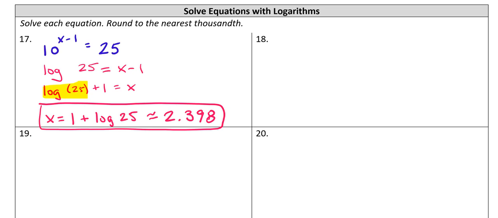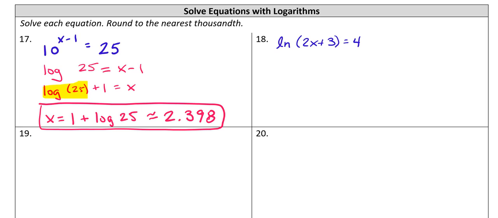Now let's look at another one, number 18. The natural log of 2x plus 3 equals 4. Now, I can't type in the natural log of a variable. It doesn't work that way. I can only take logs of numbers. So I could take log of 25. I could take the natural log of a number, but I can't take the natural log of 2x plus 3.